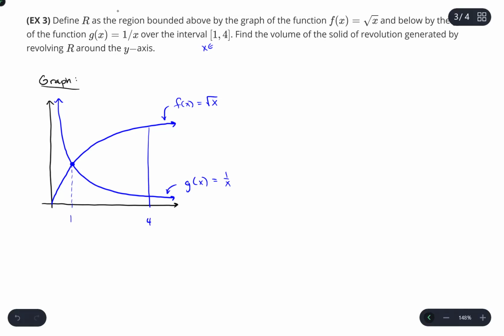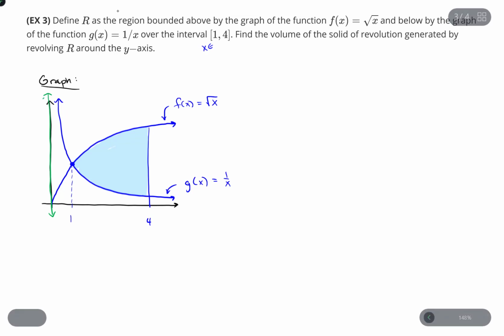And that means we have a bounded region. And that bounded region is right through here. I'll go ahead and shade it in as quickly as I can for you. And what I need to do is rotate this region. That's my region R. I want to rotate that around the y-axis.